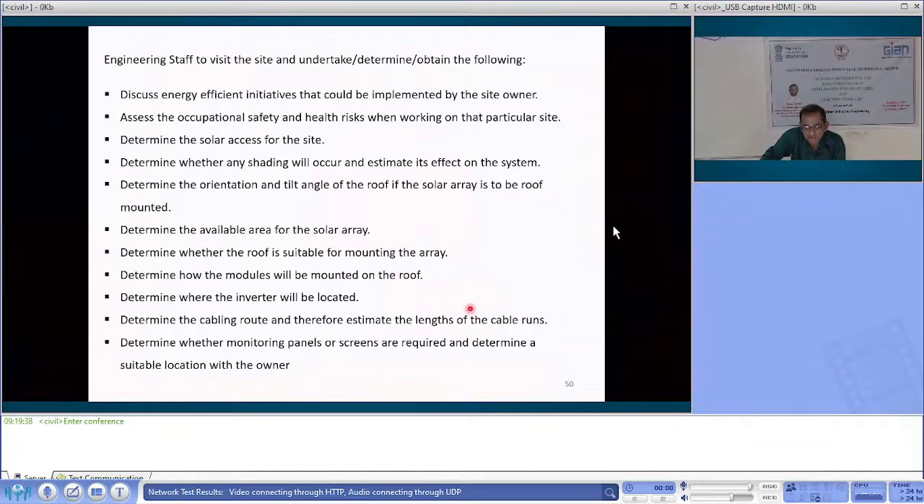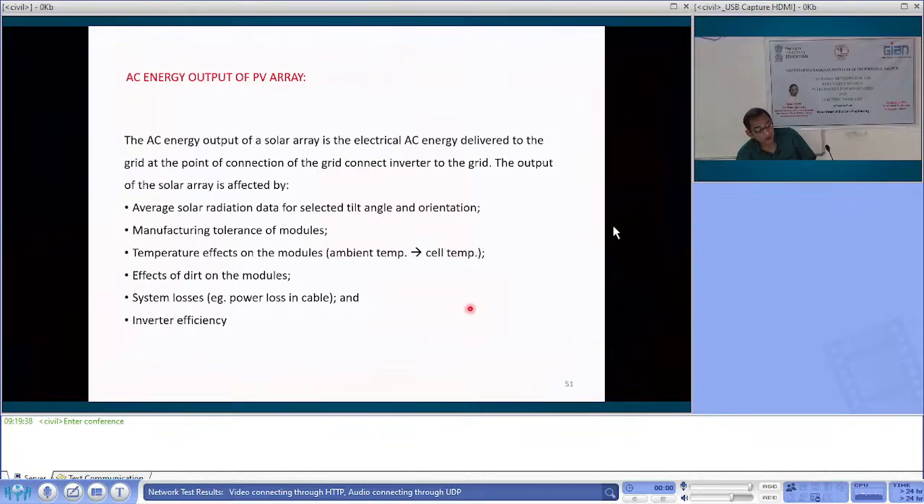So that is the need of today, and determine where the inverter will be located. Your inverter cannot be located at the center of the terrace. उसको आपको एक स्ट्रिंग, पूरी स्ट्रिंग जो है उनको एक कॉर्नर में करना पड़ेगा, वहाँ शेड करना पड़ेगा, कैनोपी देना पड़ेगा. Okay, that is very important. Cabling route, very important, because people walk on the terrace, जो टॉप फ्लोर के वो मॉर्निंग वॉक वहीं लेते हैं. The cabling route is very important. Then estimate the length of the cable runs, how they are level. Okay, then whether monitoring panel screens are required, to determine suitable location with the owner. Okay, or on mobile app nowadays we want. Then AC energy output we want.